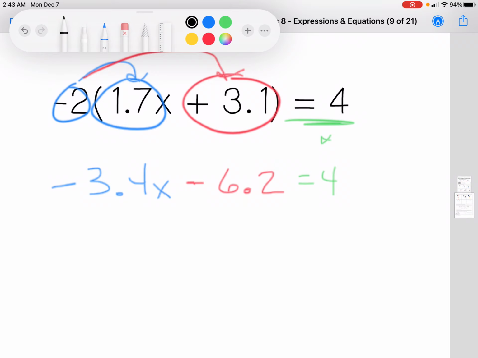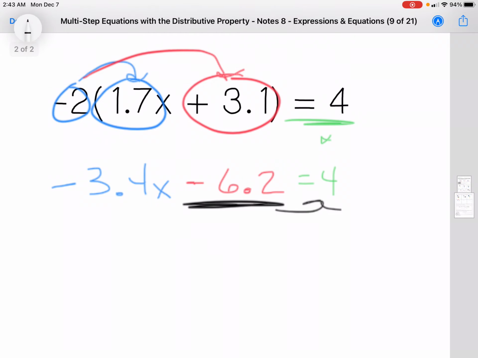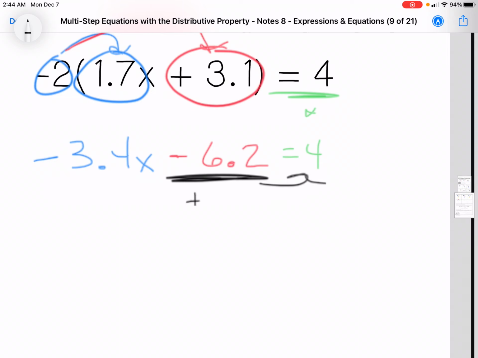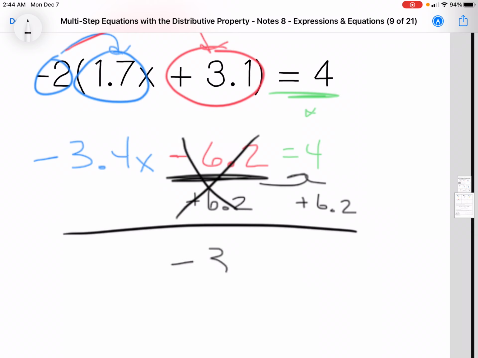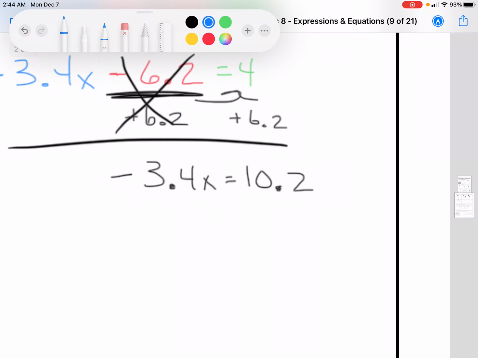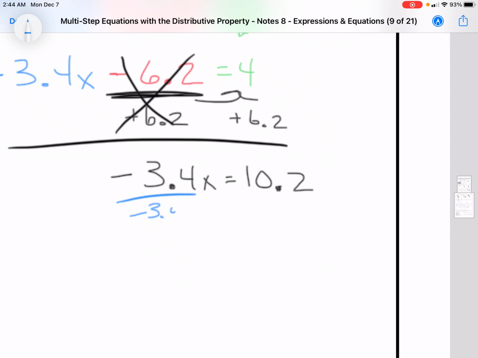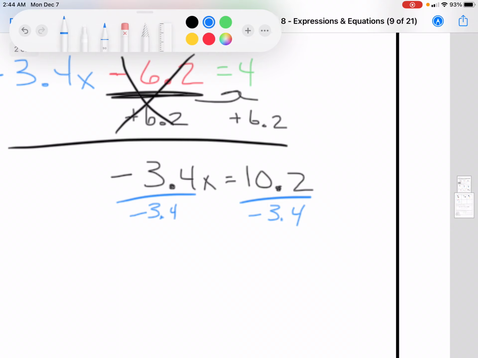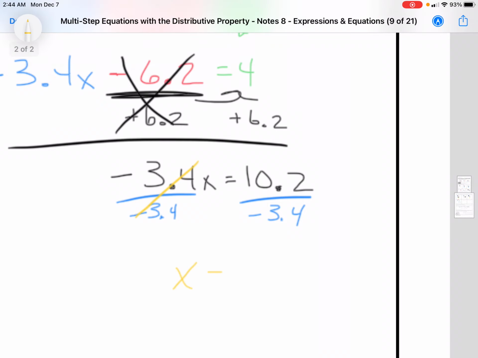All right. Like terms, you're right. Boom, boom. Okay, how do we get that to the other side? You're right, we add 6.2. That's correct. Those go away. I'm left with -3.4x equals 10.2. I'm going to divide by -3.4. And I'm going to be left with x is going to equal -3.